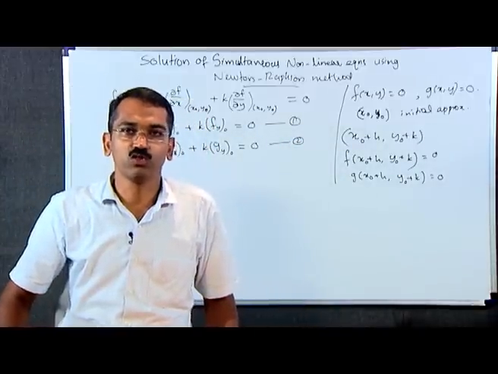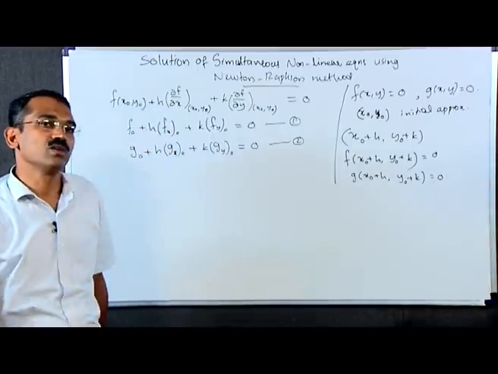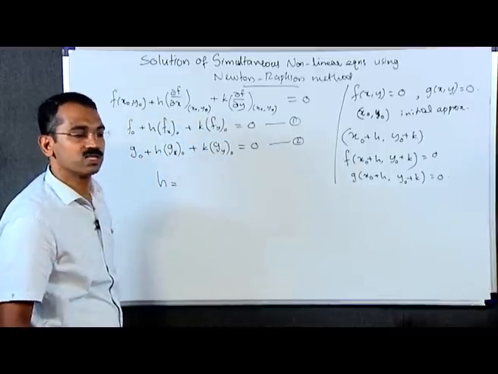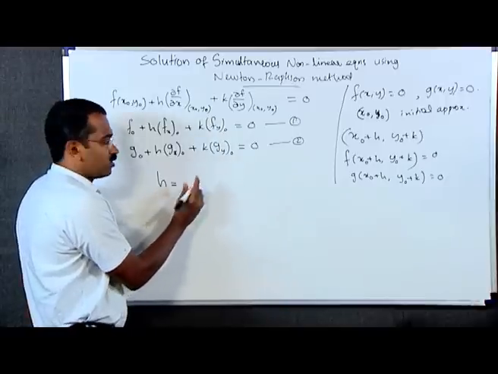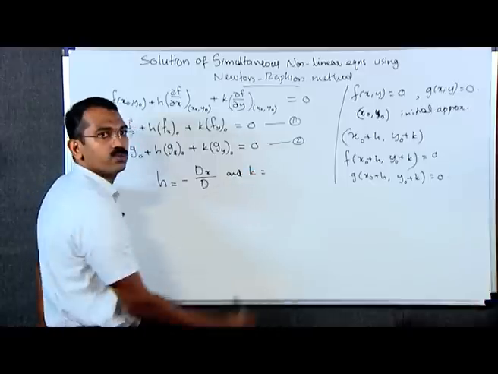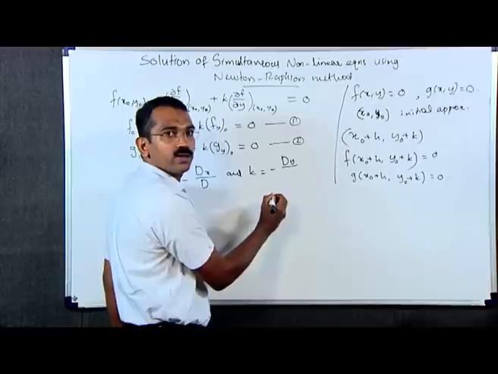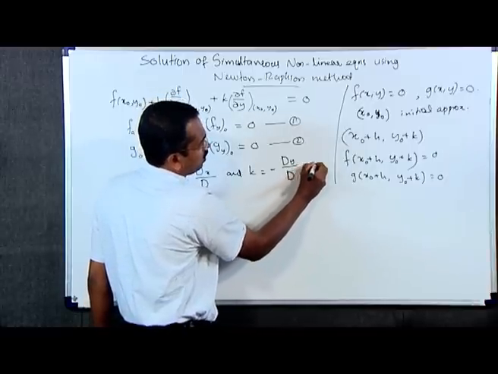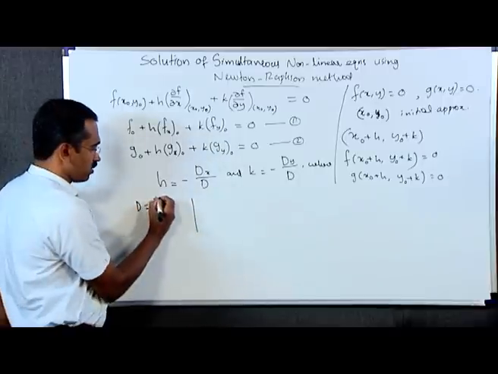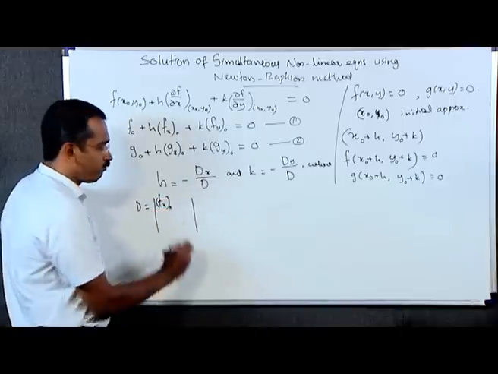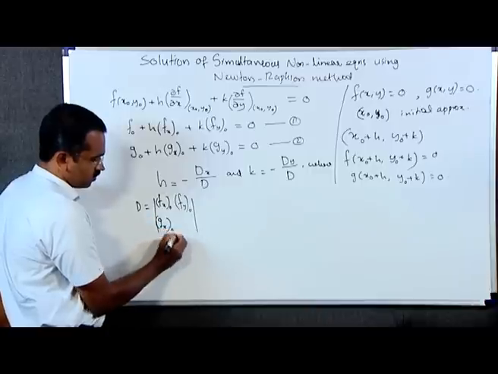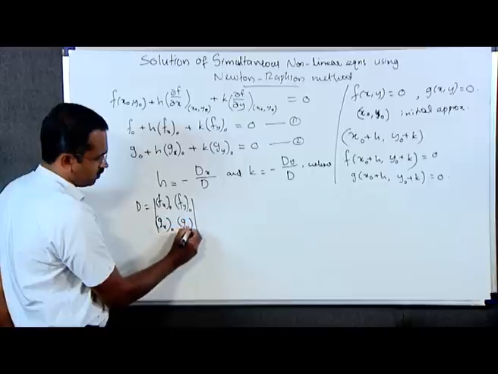Solving the equations 1 and 2 to obtain h and k using the determinants, we can write h is equal to minus dx divided by d and k is equal to minus dy divided by d, where d means the determinant of fx0, fy0, gx0 and gy0. This is d.